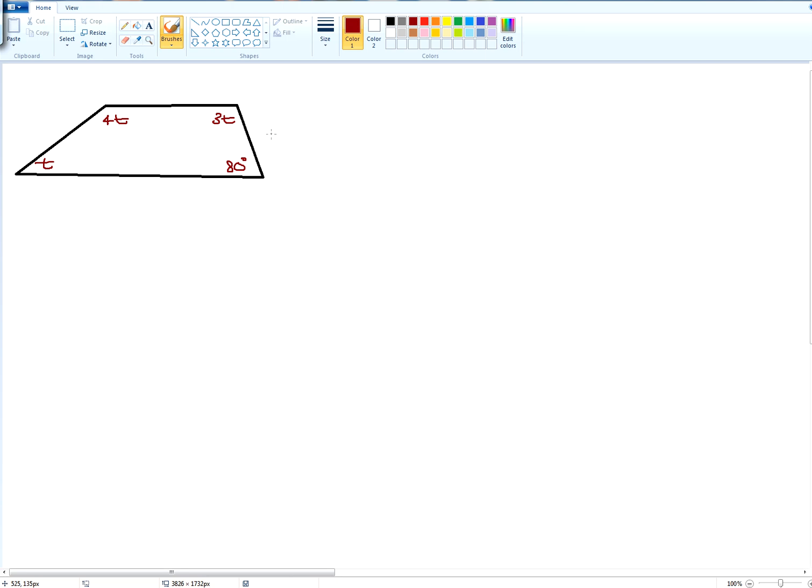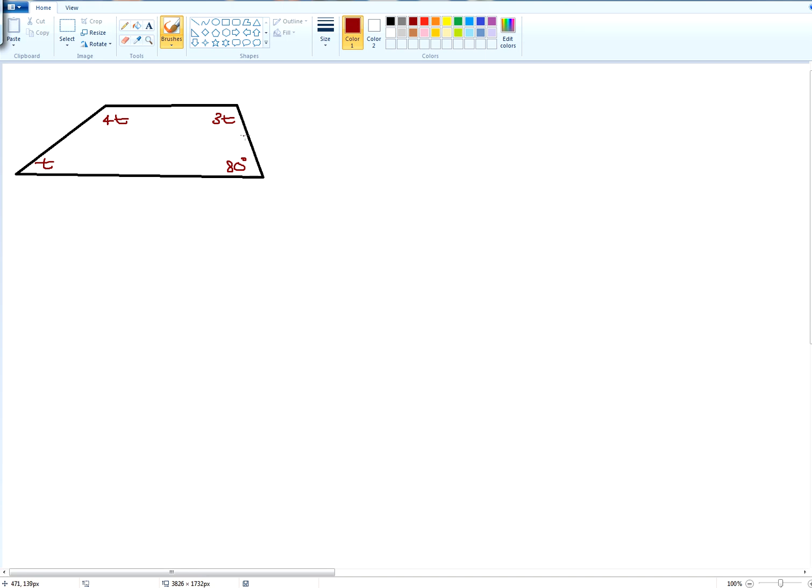Next question, we have been given an irregular quadrilateral. A quadrilateral means a four-sided shape. Irregular means it's not a square; a regular quadrilateral would be a square. So this is an irregular quadrilateral, and these are the angles that have been marked on here. We need to figure out what the T is.